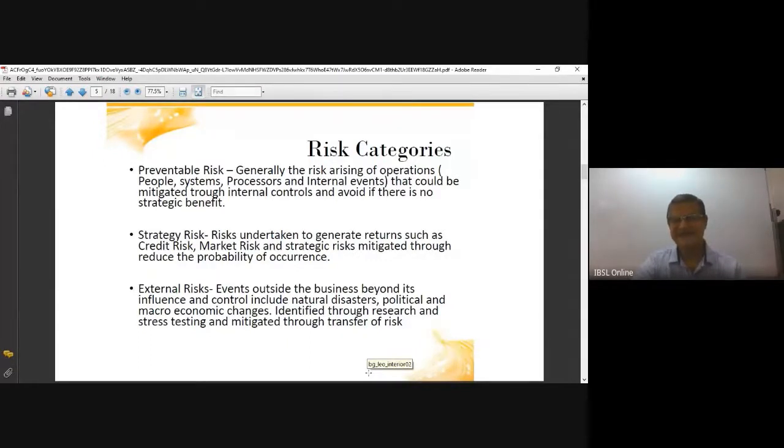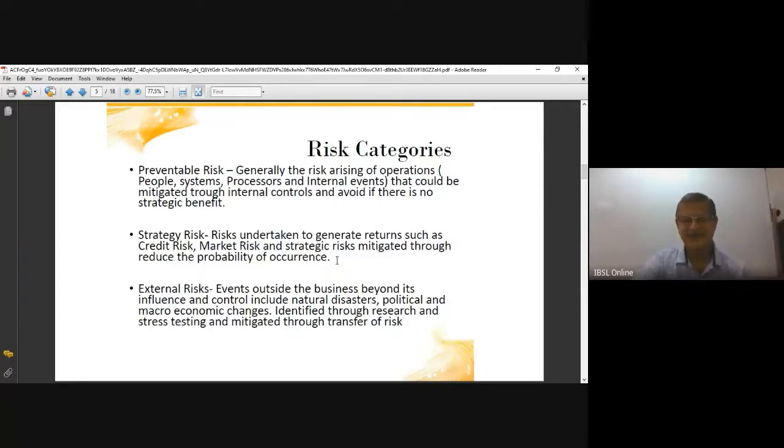And these risks need to be mitigated through reduction of probability of occurrence. That's where real risk management comes into the scene, because we have undertaken certain business in order to make profit, but if the calculated risk is much higher than our calculations, we can make a loss. As a result, those strategic decisions will result in losses.